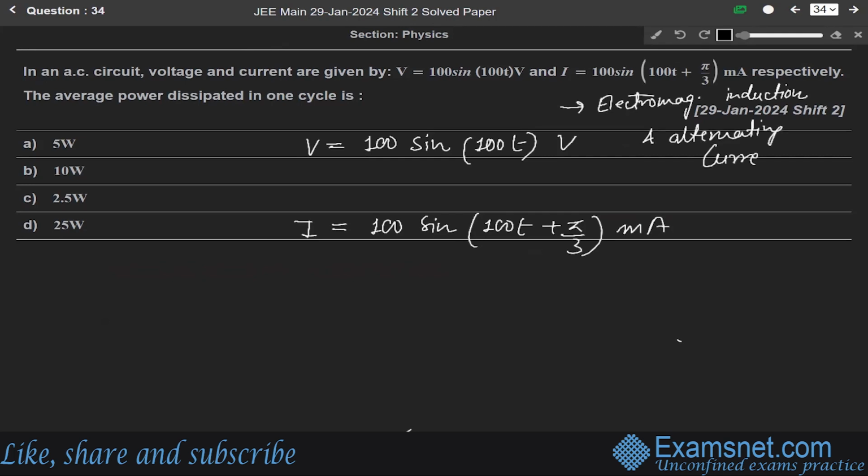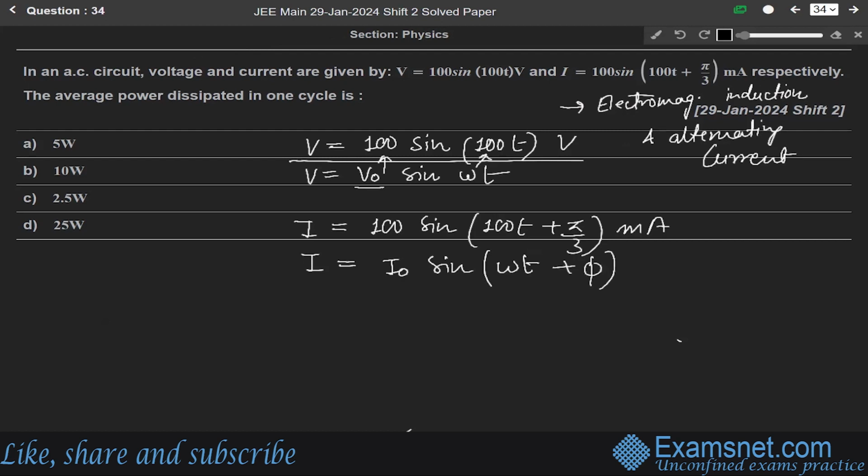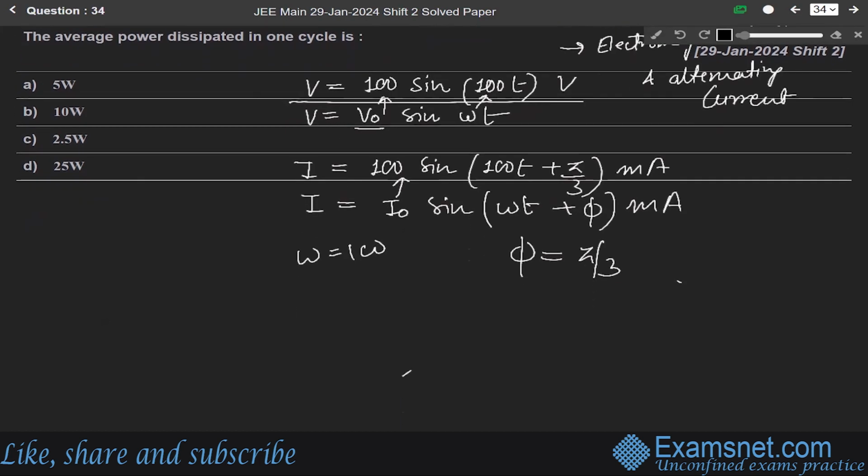Now, comparing this equation with the standard equation, V equals V naught sin omega t, V naught is 100 and omega is also 100. And comparing this with the standard equation, I naught sin(omega t plus phi), where phi is the phase difference between V and I. So the phase difference is phi equals pi by 3, omega is 100 and I naught is 100. So we have to find the power.